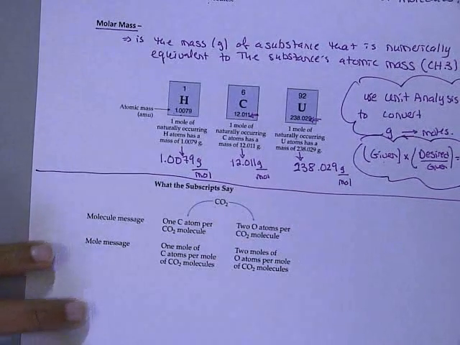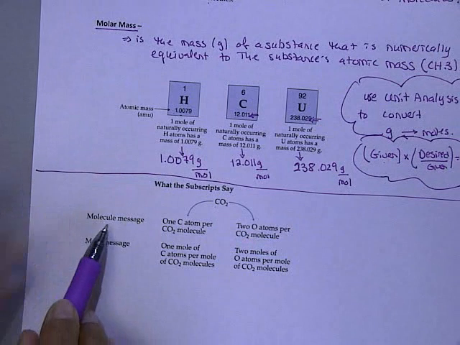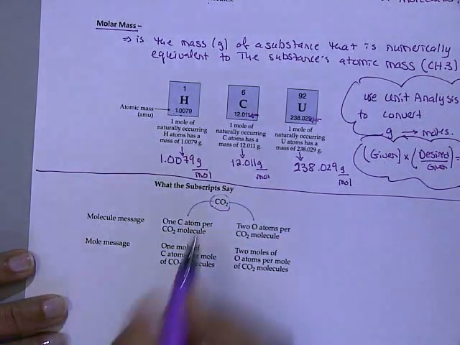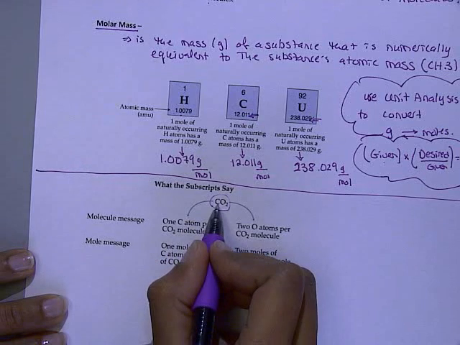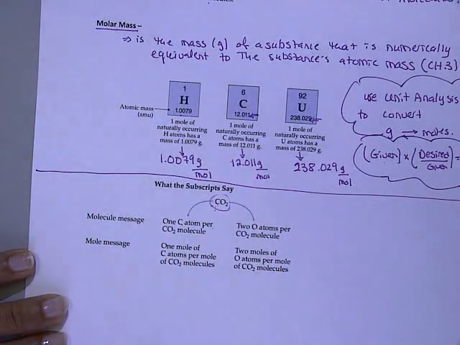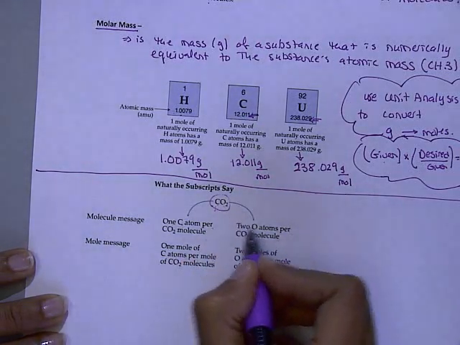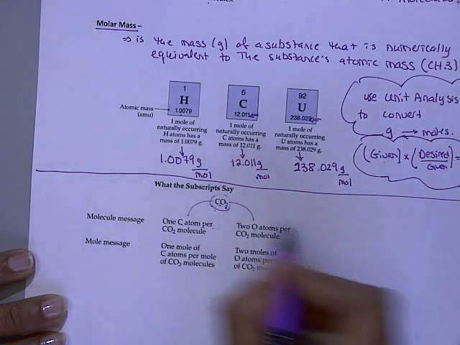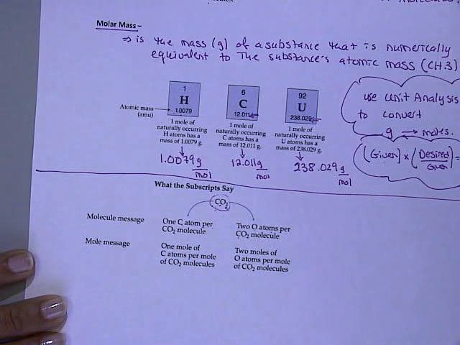So we have a CO2 molecule. The molecule message says you have, in one CO2 molecule, 1 carbon atom per 1 CO2 molecule. You also have 2 oxygen atoms, because our subscript here is 2, per CO2 molecule.